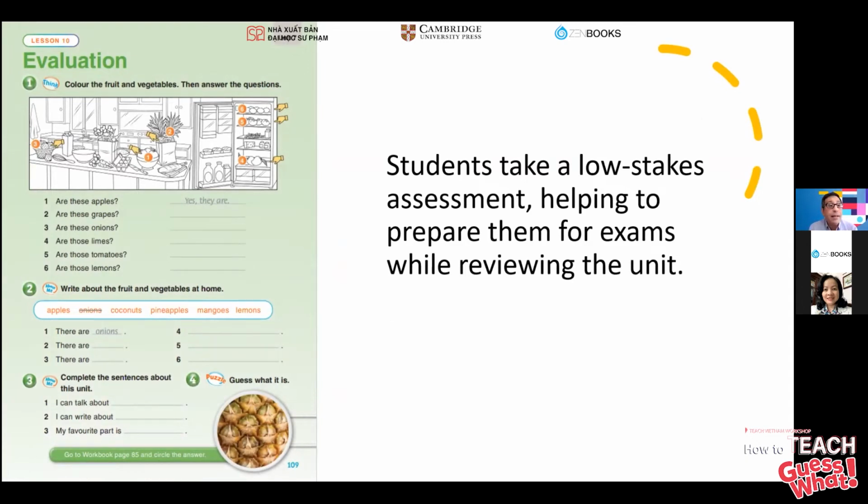In lesson 10, there's an evaluation, and this is like a low stakes assessment. It's a chance for us to test them, to help prepare them for exams. If they're taking Cambridge exams, this is a good chance for them to see exam style questions, and also a chance for us to review the unit so that we as teachers can see if there's anything that we need to reteach. But that's not how the unit ends. Ending on a test can sometimes be a downer.